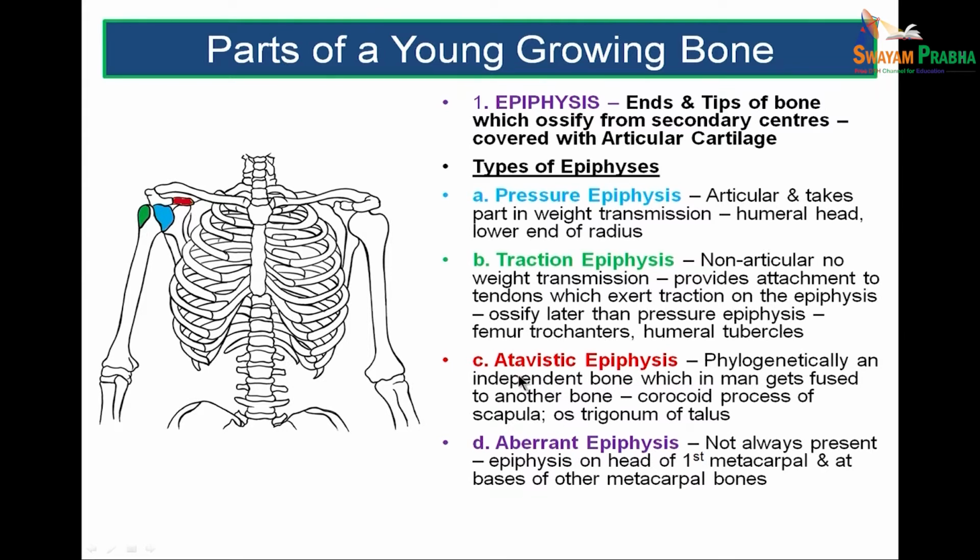The third type is called the atavistic epiphysis. It is actually an independent bone in lower animals, whereas in man it gets fused to another bone, for example, the coracoid process of the scapula. There is another type called the aberrant epiphysis. It is not always present, like the epiphysis on the head of the first metacarpal or the bases of the other metacarpal bones.